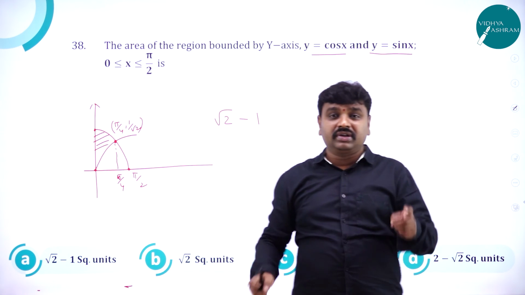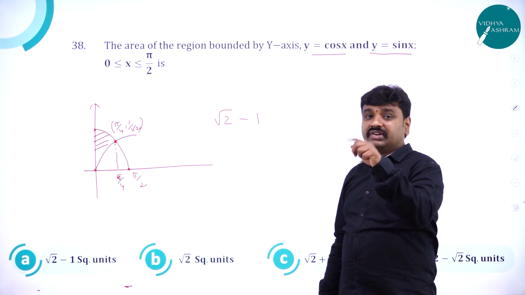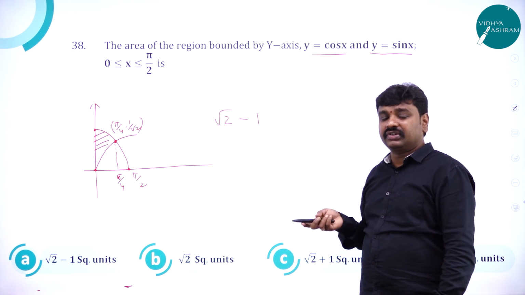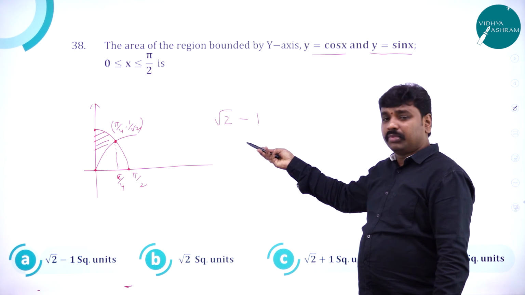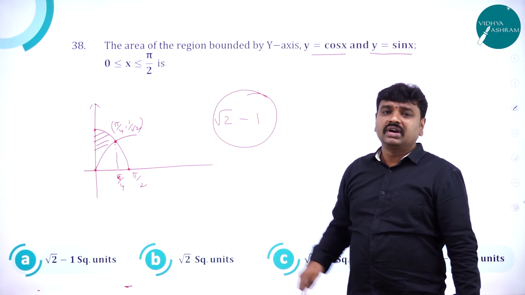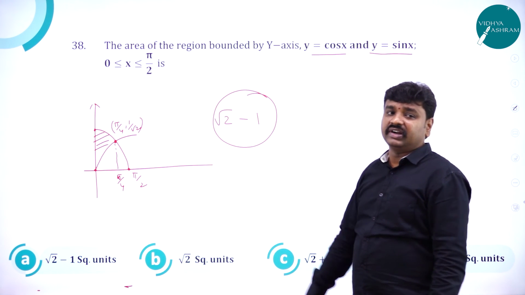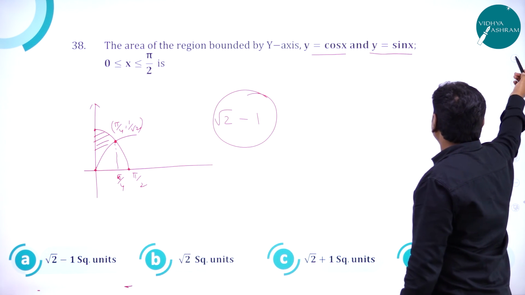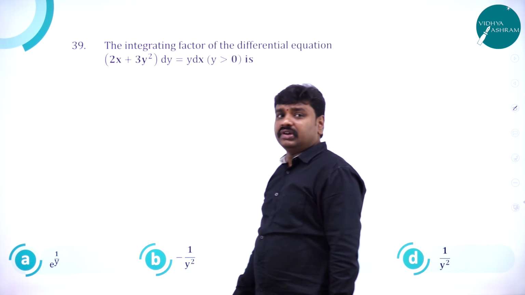It helps you. The angle at which sin x and cos x intersect in the first quadrant is tan inverse of 1, and the area bounded is root 2 minus 1. Many times this helps you as a memory based result, or by integration you can find it. This is a standard question. Standard result you can remember.